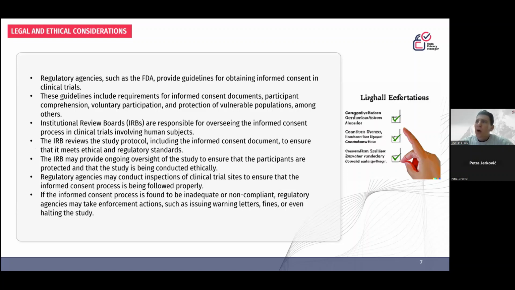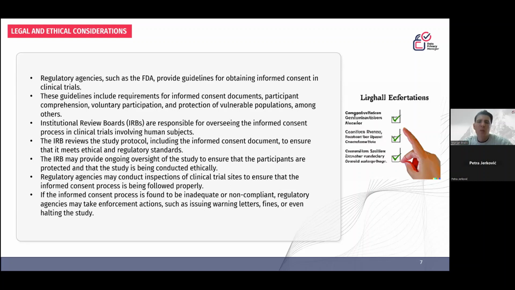So, furthermore, regarding legal and ethical considerations, the International Council for Harmonization of Technical Requirements for Pharmaceuticals for Human Use, or ICH, has developed guidelines for obtaining informed consents in clinical trials, which are widely adopted by regulatory agencies around the world. These guidelines require that informed consents be obtained in writing, and that participants be provided with a clear, understandable explanation of the study's purpose, procedures, risks, and benefits.